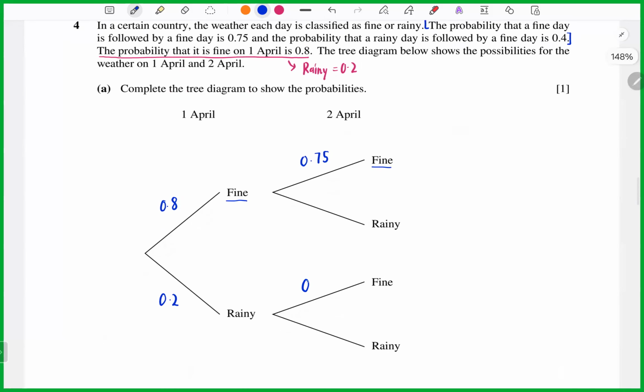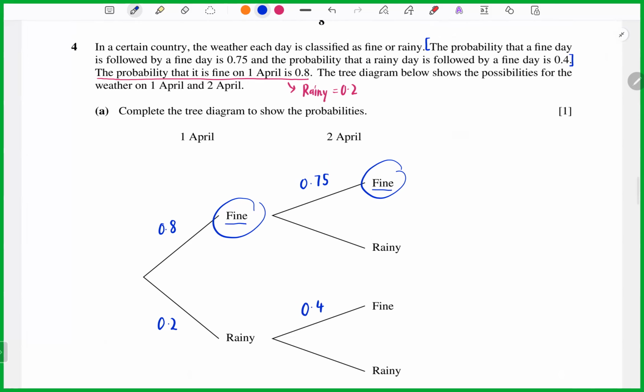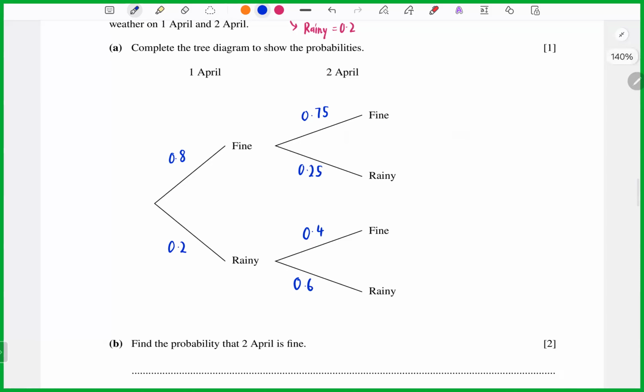So here will show 0.4, because first it is raining, and after that the second day is fine. So you should take 0.4 here. And then the other is fine followed by a fine, so it's 0.75 here. So you take 1 minus 0.75, and you will get 0.25. And here is 0.6. So these are your 3 diagrams to show the probabilities.